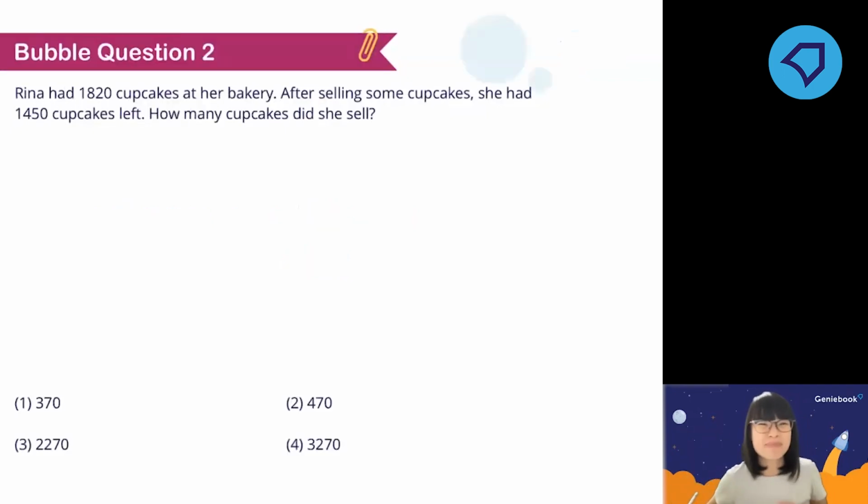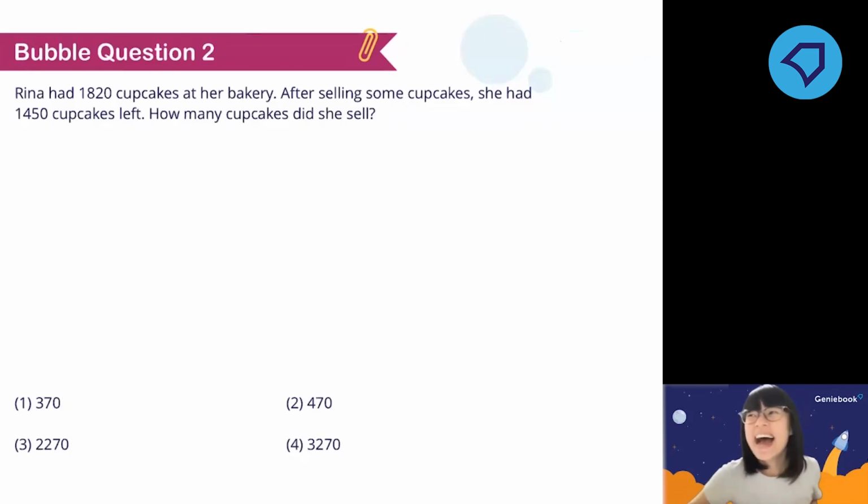Let's take a look at bubble question number 2. Rena had 1,820 cupcakes at her bakery. After selling some cupcakes, she had 1,450 cupcakes left. How many cupcakes did she sell? It's almost exactly the same, isn't it? We just changed the number. So you guys should be able to do it. Make sure you do your calculations correctly. And 1 minute starts now.